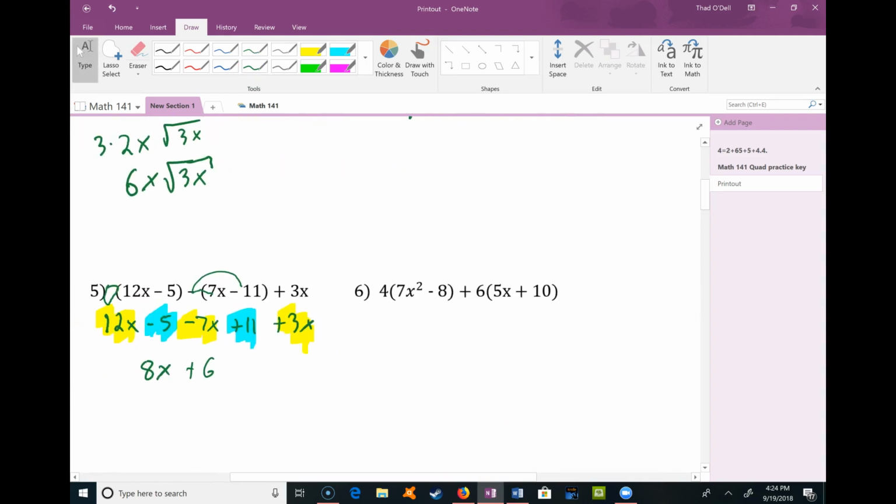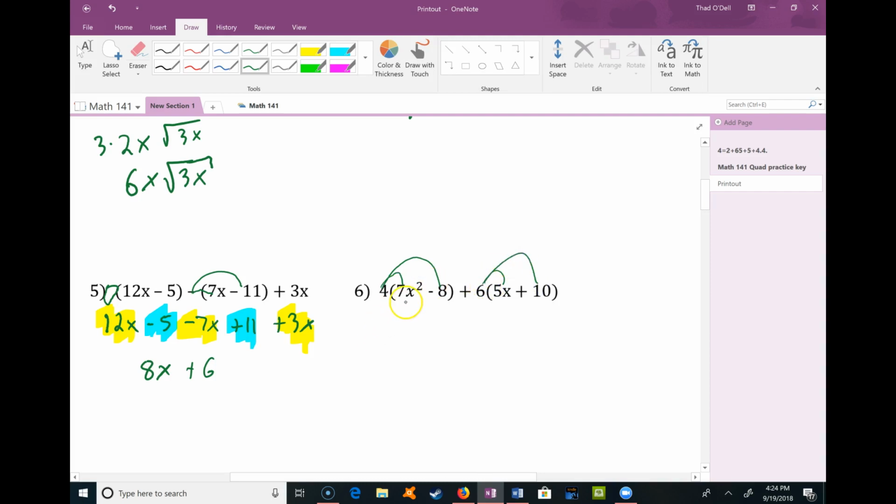Okay, we go over here. Again, we can't just drop the parentheses right away because they're being multiplied by something on the outside. So technically, I'm supposed to add these together first and then multiply by 4, but I can't do that because they're not like terms. I can't subtract 8 from 7x squared. So a way to get around doing the parentheses first is I can distribute, which means I have to multiply 4 times this and 4 times that. And I multiply 6 times this and 6 times that.